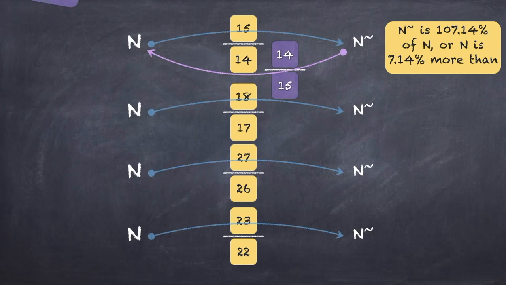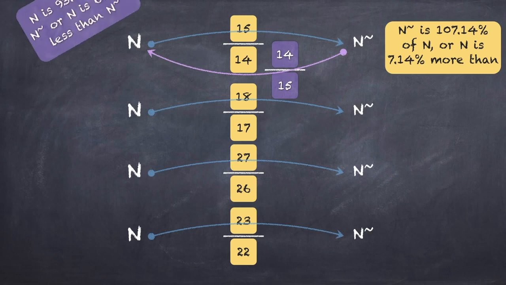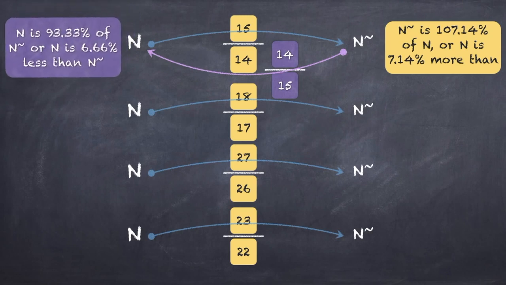Similarly, if I flip the multiplying factor and I go back from n dash to n, the multiplying factor is 14 by 15, which means that n is 1 by 15 less than n dash. 1 by 15 is 6.66%. That means n is 6.66% less than n dash, or is 93.33% of n dash. I subtracted 6.66 from 100 to get to 93.33.